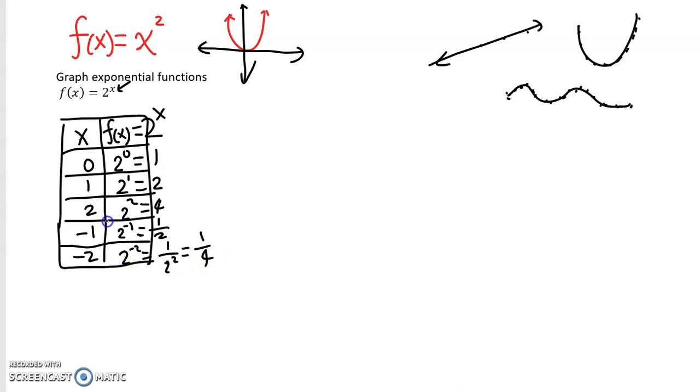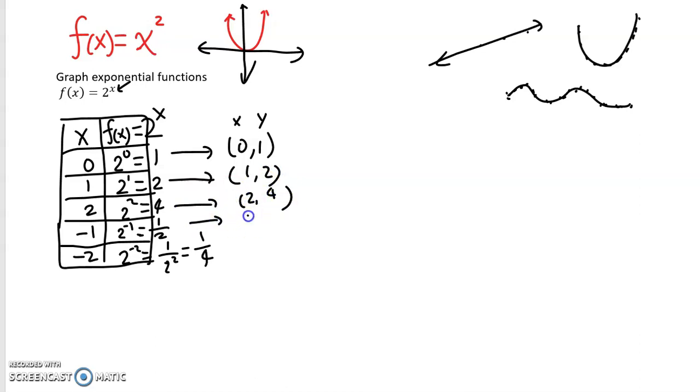So far I picked 5 numbers for x. I should have 5 points. And the first point should be 0, 1: 0 for x, and 1 for y. The second pair is 1, 2. The third pair is 2, 4. And the next pair is negative 1, 1/2. And the last one is negative 2, 1/4.